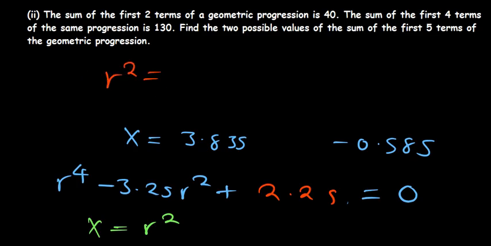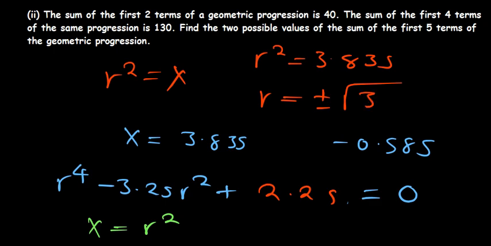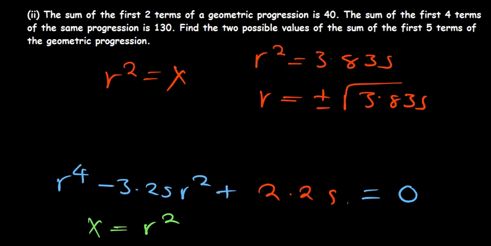Okay, so to find the value of r, which is our interest, r squared is equal to x. So r squared therefore is equal to 3.835. So that we find the square root, so plus or minus the root of 3.835. This other one is not part of the solution set because we can't find the square root of a negative. So the square root of that, r is going to be plus or minus 1.96. So that's how we handle this question.